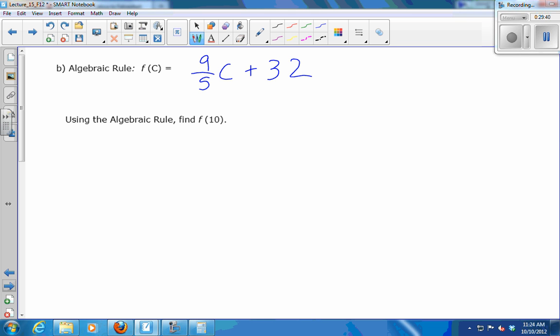So using the algebraic rule to find f of 10, I'm going to replace the c. This c in parentheses got replaced with a 10, so I have to replace all my c's with 10s. So f of 10 is going to be 9/5 times 10 plus 32, which is 50.